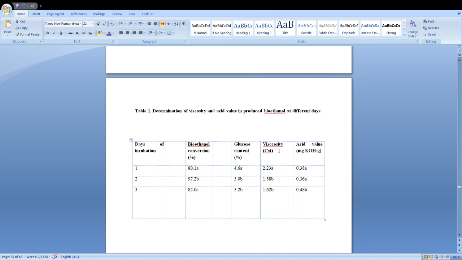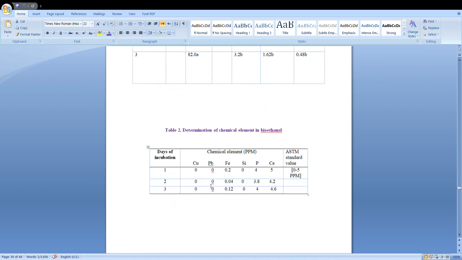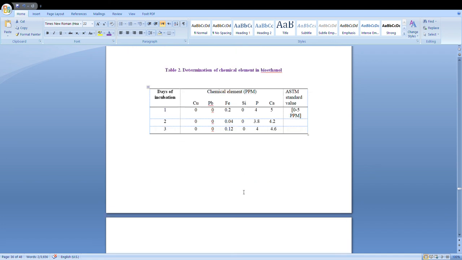Then glucose, the viscosity also. You can see here the highest one is the first day, then second and third. This viscosity is also within the standard, under the ASTM standard. The chemical analysis covers copper, lead, iron, silicon, phosphorus, calcium. It is under the ASTM standard, the American Society for Testing and Materials. It should be 0 to 5 ppm.